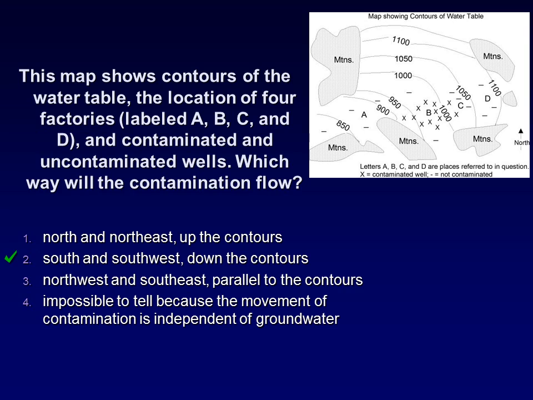And number 4, impossible to tell because the movement of contamination is independent of groundwater. Okay, that's false. We know that contamination moves with the groundwater. So it has to be south and southwest down the contours, because to the south and the southwest the elevation is getting lower. So it's going to flow towards the lower numbers.